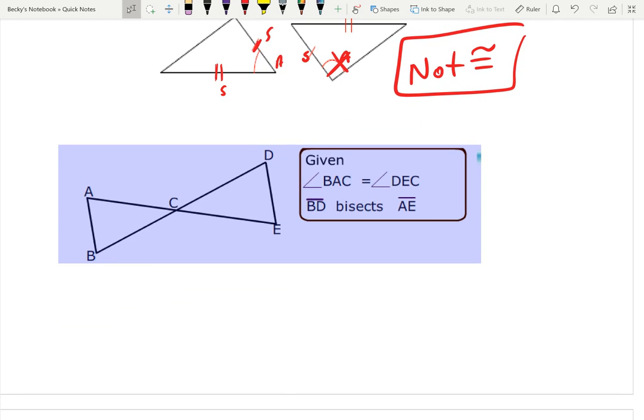All right, so now this next one is written more like a proof. We're going to take the information and kind of insert it into the diagram. Let's find angle BAC. So it's up here, and DEC is down here. Now bisect means it cuts it, right? So BD is doing the cutting. So BD is like the scissors, and it cuts AE. So AE is here, so it cuts it into 2 equal pieces.